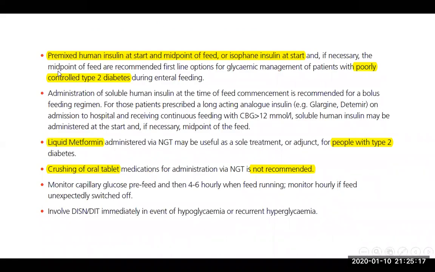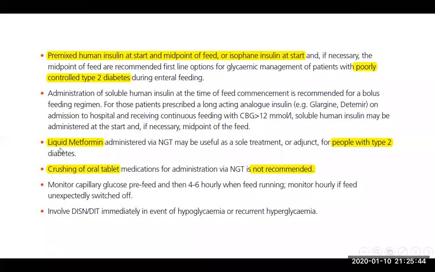Also in the guidelines, they recommend the use of premixed human insulin for type 2 diabetes at the start and midpoint of the feed. Another option is to give NPH insulin or isophane insulin at the start, and if necessary at the midpoint of feeding. Of course, this is for type 2 diabetes that is fully controlled.